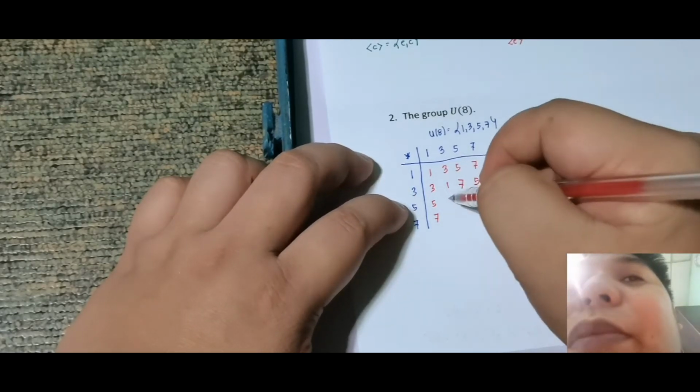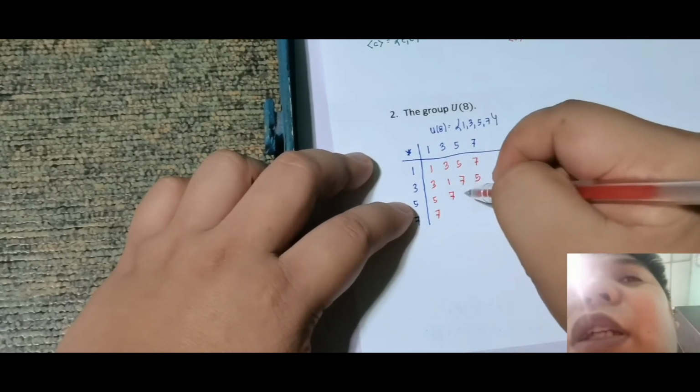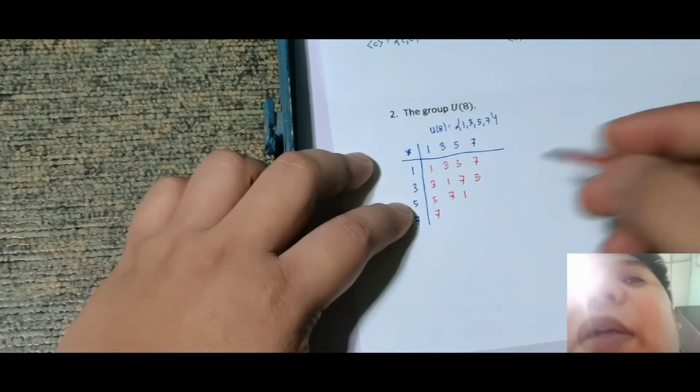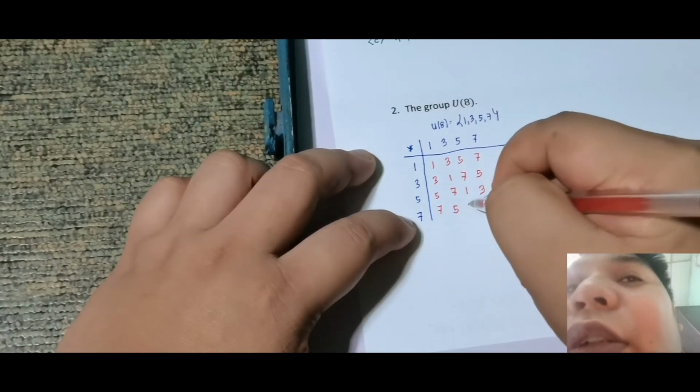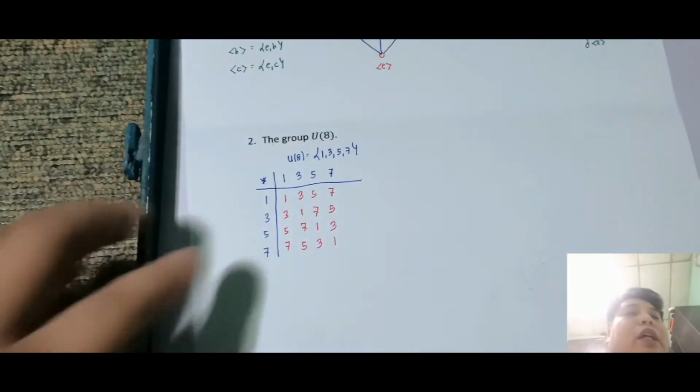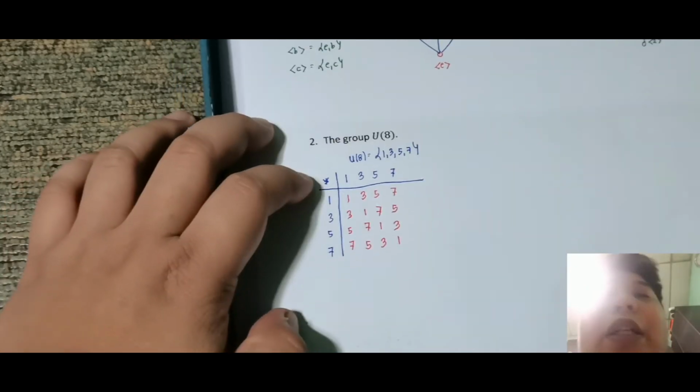Next, 5 times 3, 15 is modulo 8 is 7. 5 times 5, 25, modulo 8 is 1. 5 times 7, 35, modulo 8 is 3. Okay, next is, siyempre kulang dito is 5, kulang dito is 3, kulang dito is 1. So, obvious na tayo dyan. Okay, now, ready na tayong kunin yung kanyang mga cyclic subgroup generated by each number.